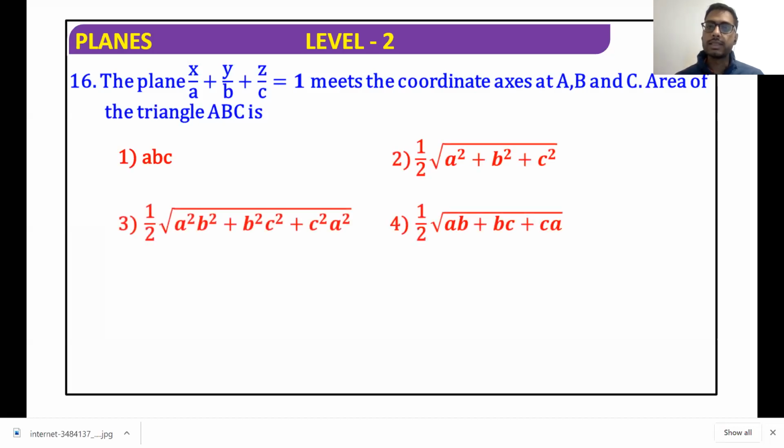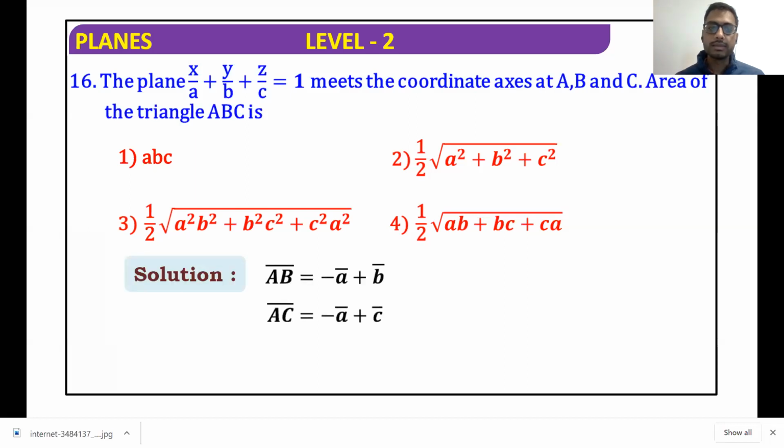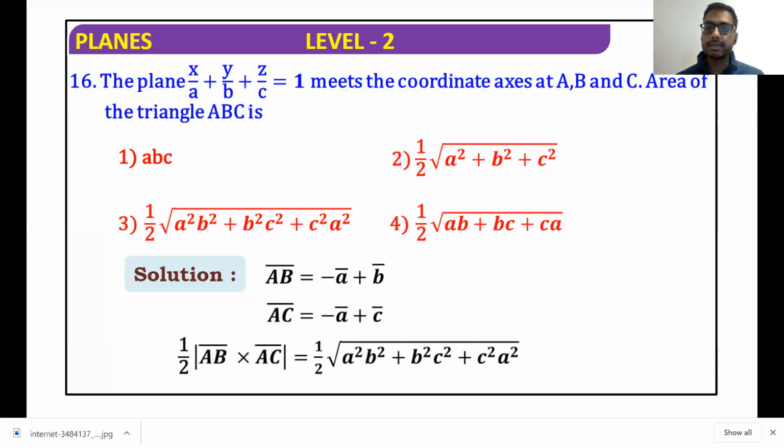The final answer is given in terms of A, B, C itself, so no points are given. So directly, you can substitute values of A, B and C. The coordinates are A, B, C, therefore the area of triangle is equal to half AB cross AC. AB is nothing but B minus A and AC is nothing but C minus A. Substituting in the formula, AB is B minus A, AC is C minus A. Cross multiply, I get option number 3.